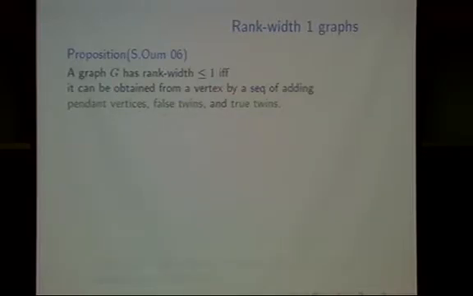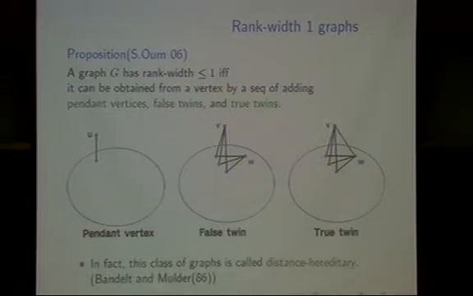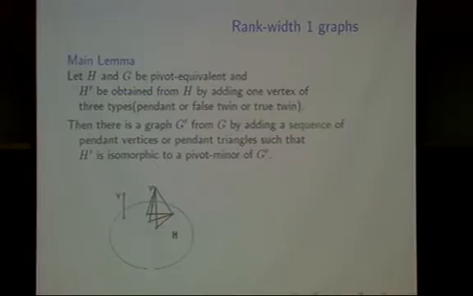I prove that a graph G with rank at most 1 can be obtained from a vertex by a sequence of adding pendant vertices, false twins or true twins. Twin means that two vertices have exactly the same neighborhood. We call them false twins if the two vertices are not adjacent, and otherwise we call them true twins. In fact, this class of graphs is called distance hereditary. And actually we have a main lemma to give a proof of the theorem.